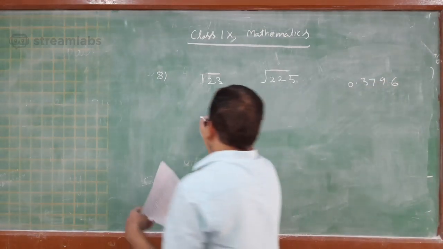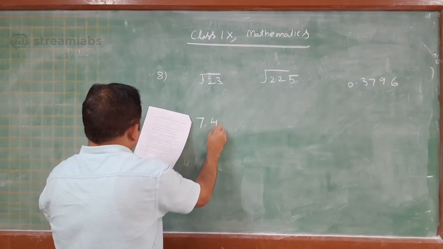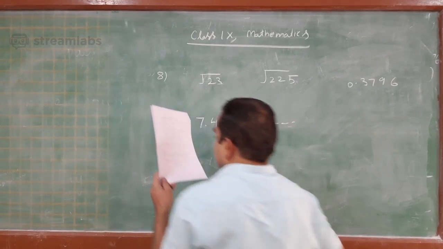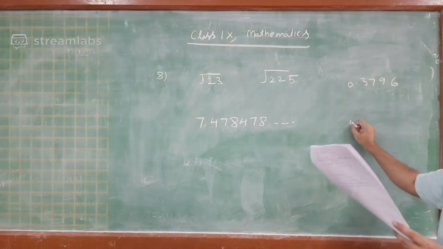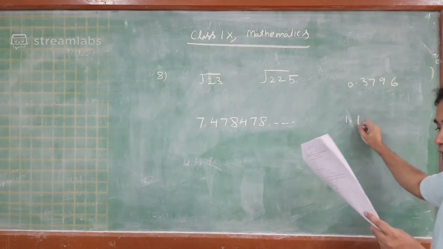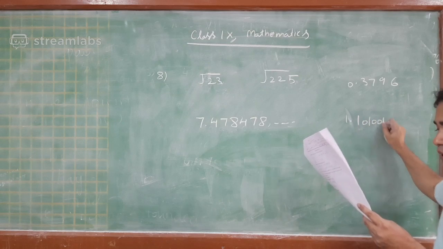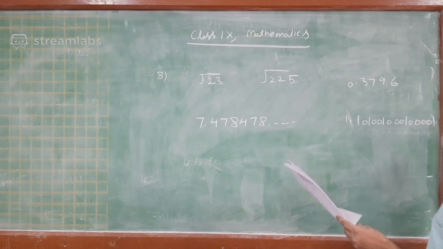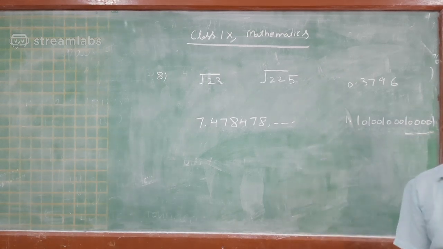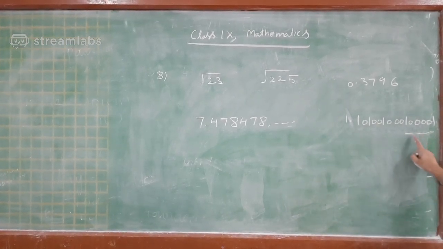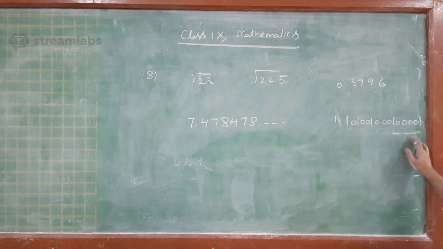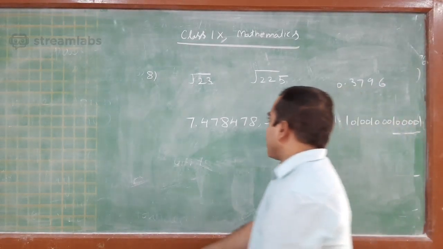0.3796 and 7.478478 and so on. And the last one is 1.1010010001 and furthermore zeros, up to infinity. Now, this dot plays an important role. Suppose the number has only these many digits, then it will be rational. But the dot is there, it is going up to infinity. Now let us check one by one.